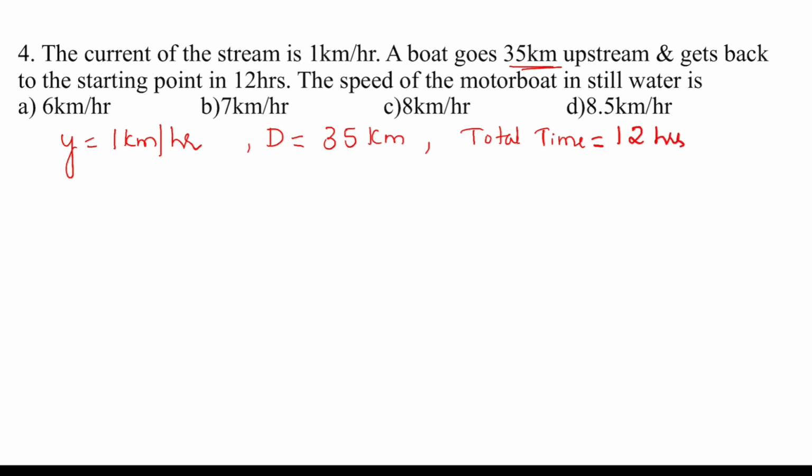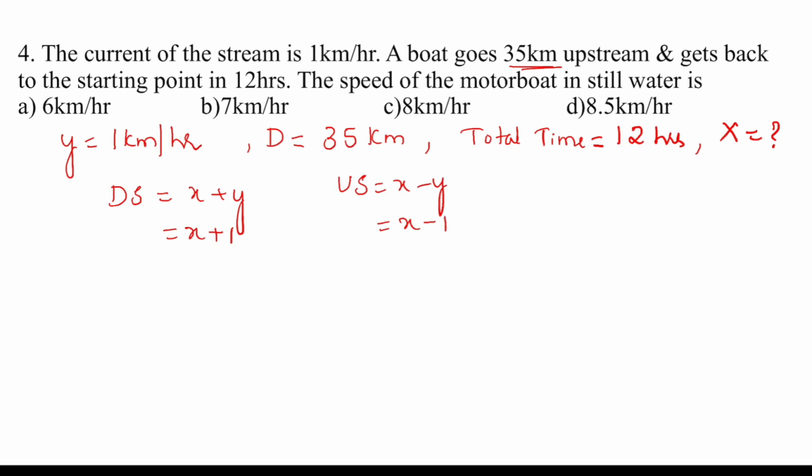The speed of the motor boat in still water is. So what is x they are asking? X is equal to how much? Okay. Now we know downstream speed is given by x plus y. So we don't know the x value and we know the y value. So it is x plus 1. Then upstream is what? X minus y. So x we don't know and y is 1. So it is x minus 1.